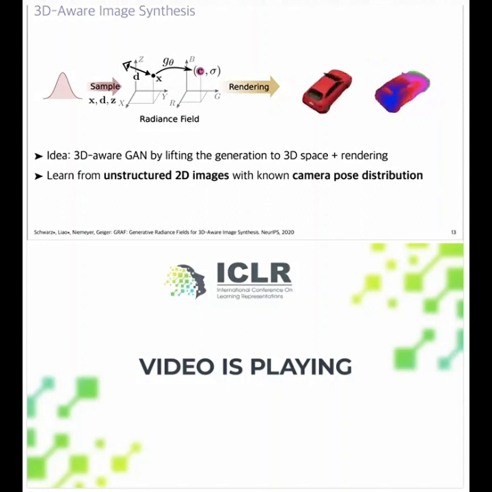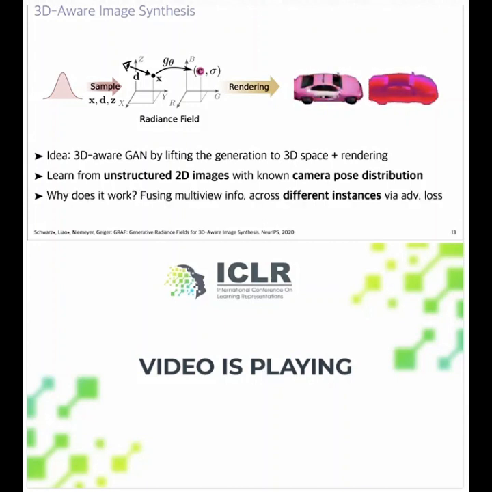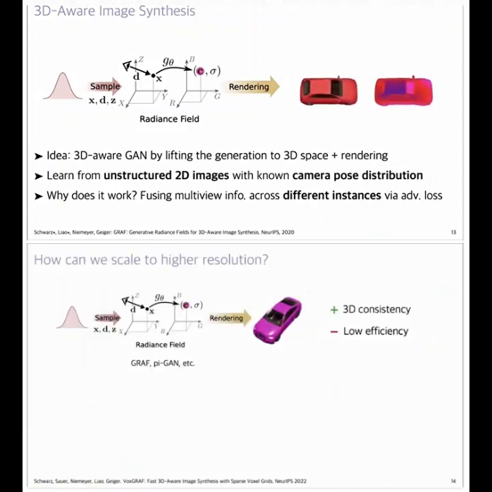But you may wonder, why does it work? Why are we able to learn such complete 3D cars from the unstructured 2D images? Actually, we can think of it as using the adversarial loss allows us to fuse multiple information across those 2D images, despite that they are from different instances. Let's keep this in mind, and we will revisit this point when we talk about human synthesis and scene synthesis.